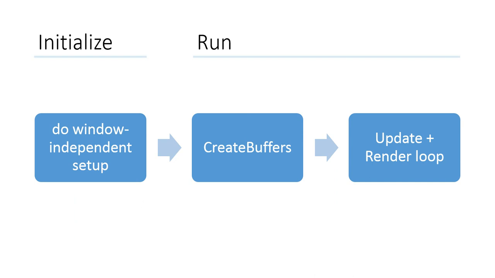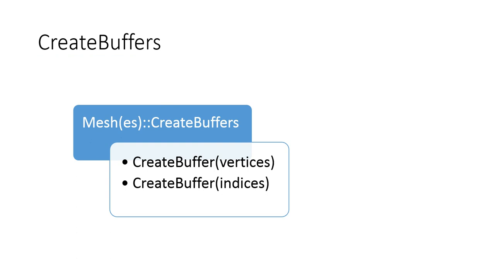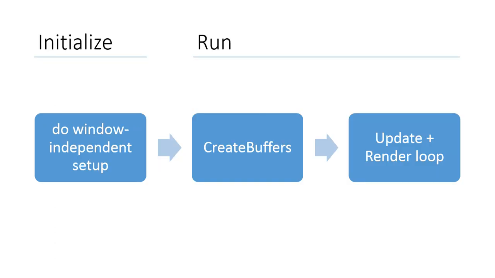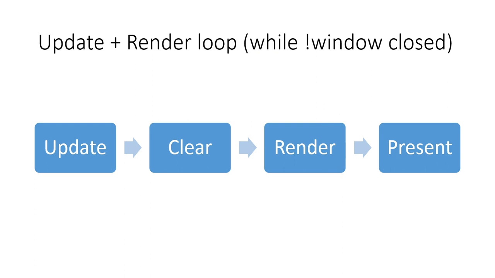Let's talk about creating geometry buffers. So each mesh creates buffers from its own geometry. We'll talk about what vertex and index buffers are as we go through this playlist. Back to the overview. Now let's talk about the update and render loop. So this loop continues while the window's not closed.